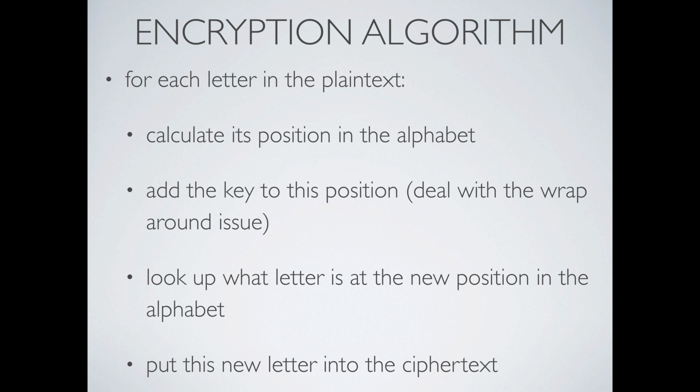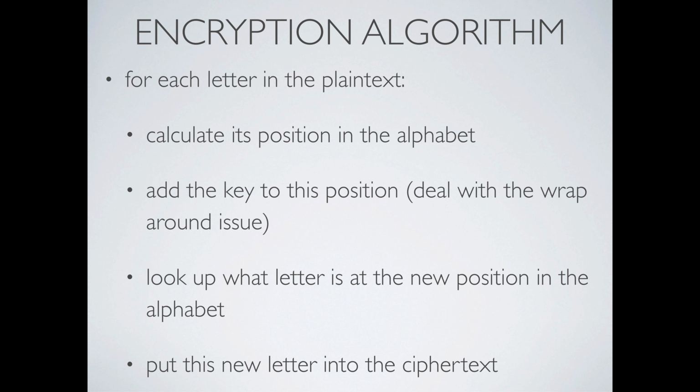Again, go through each letter in the plain text, calculate its position in the alphabet, add the key to this position, and then again somehow deal with this wraparound issue. Look up what letter is at this new position in the alphabet, and then finally put this new letter into the ciphertext. And again, you would do all these steps for every single letter in the plain text.